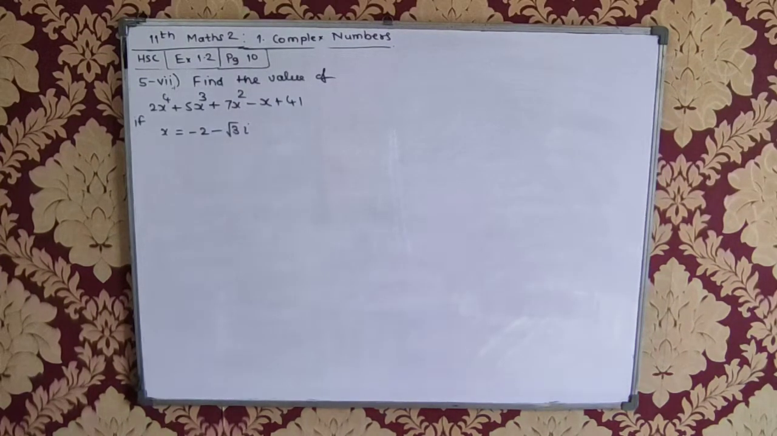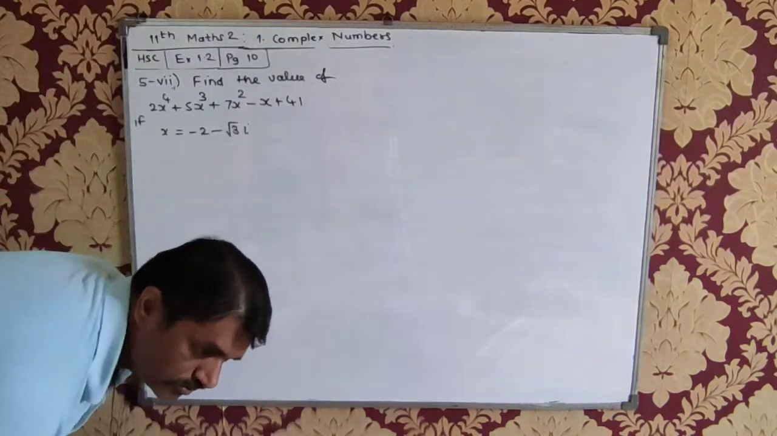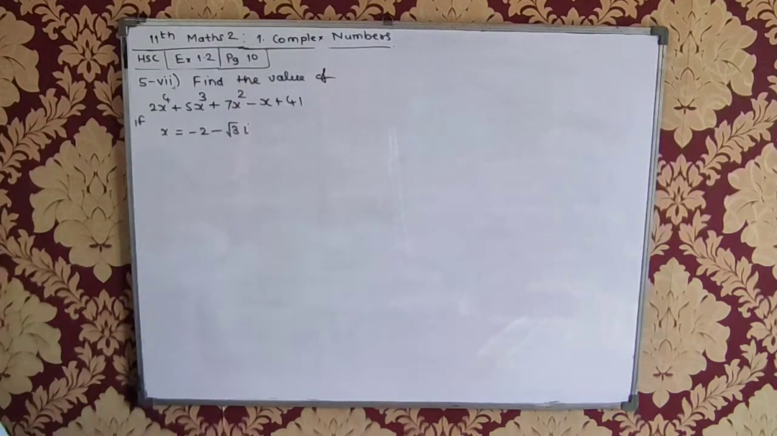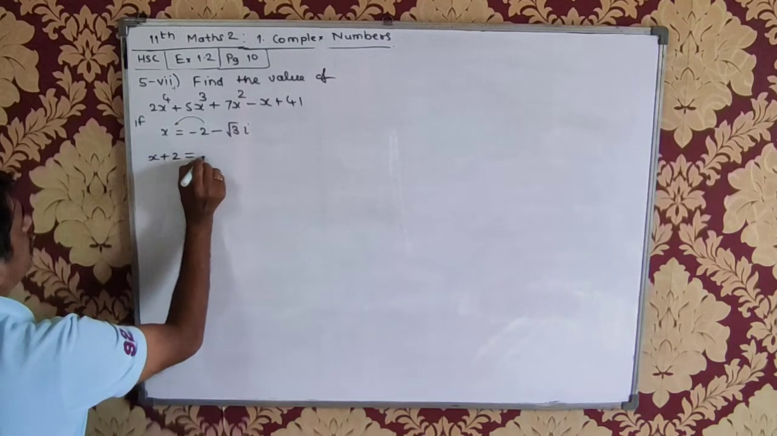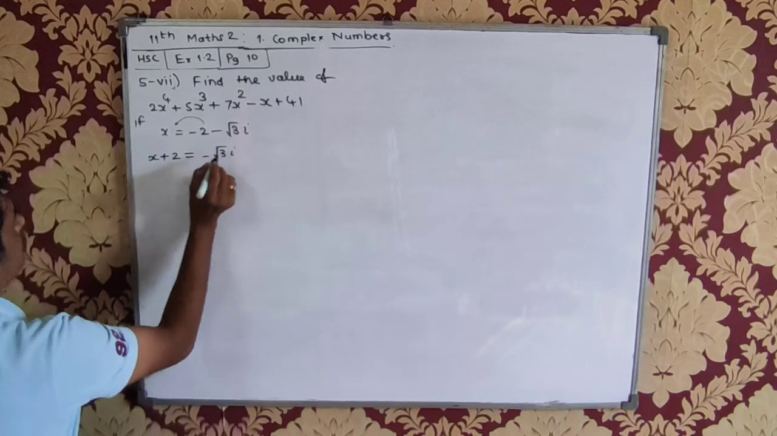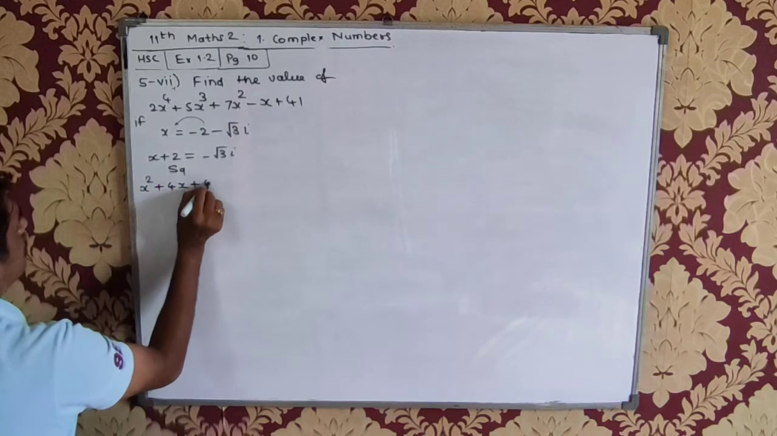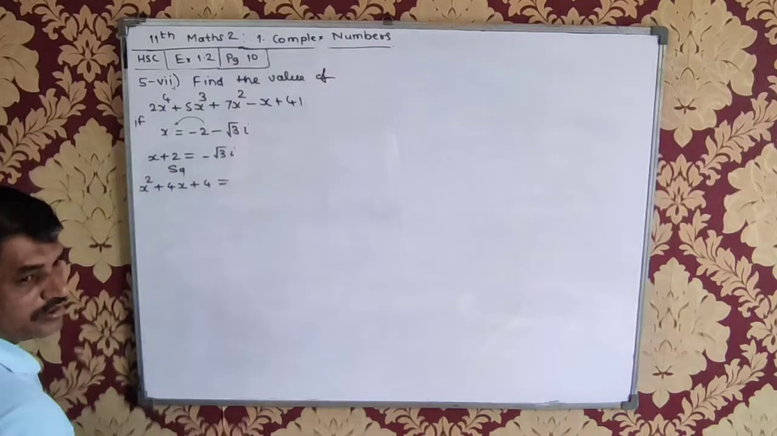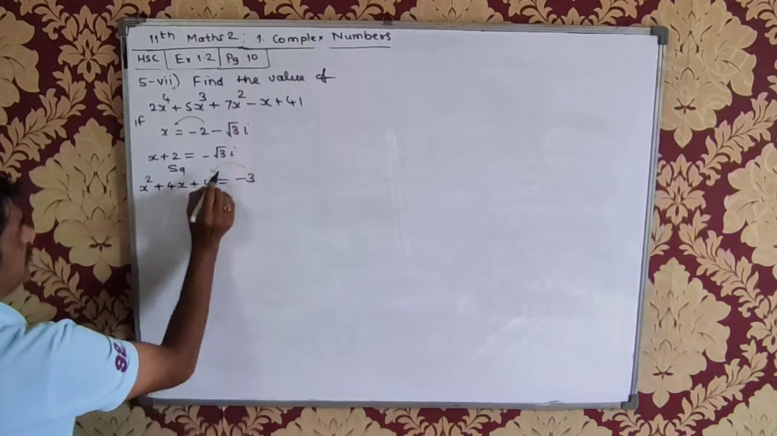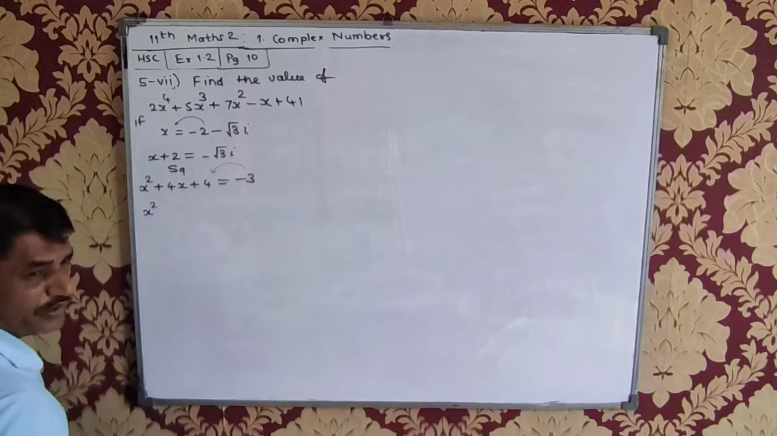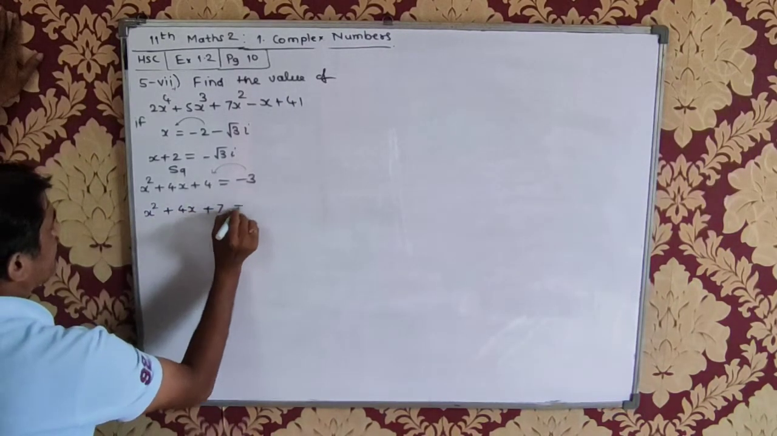Question number 5, equals 7. Same type of question. To find out this value, if x is this, tell me, how do you do that? First we have to isolate i. So x plus 2 is equal to minus root 3i. Squaring both the sides: x square plus 4x plus 4 is equal to 3i square, minus 3. Tell me, x square plus 4x plus 7 is equal to 0.